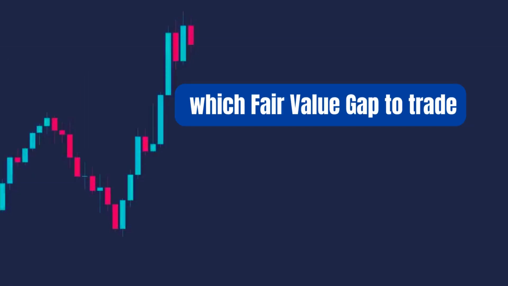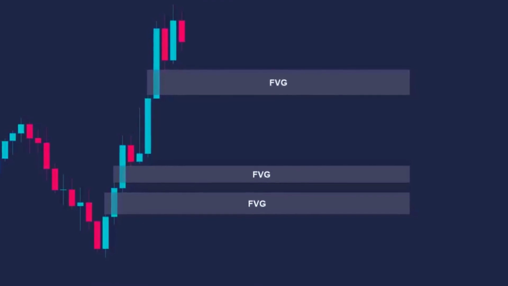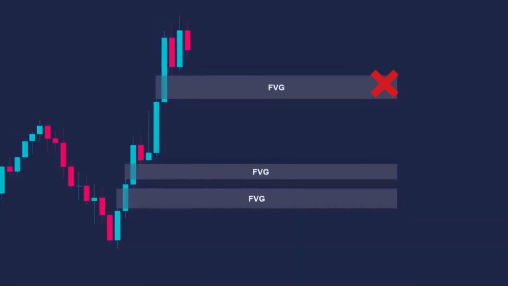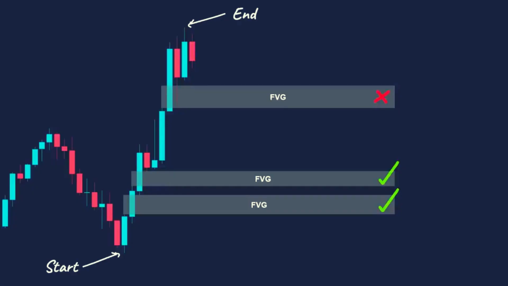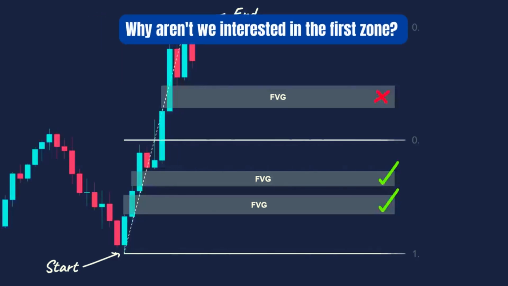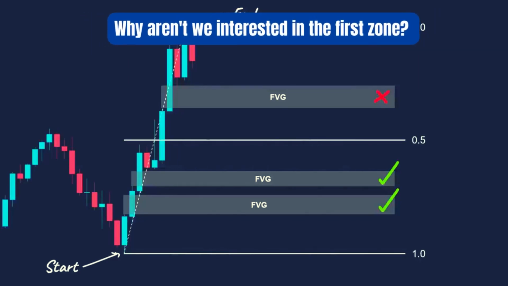Now, on to the next important topic, selecting which fair value gap to trade. Here, we mark fair value gap areas on the chart. The idea is to wait for the price to enter these zones and look for buying opportunities. However, we're only interested in these two areas. Why aren't we interested in the first zone?